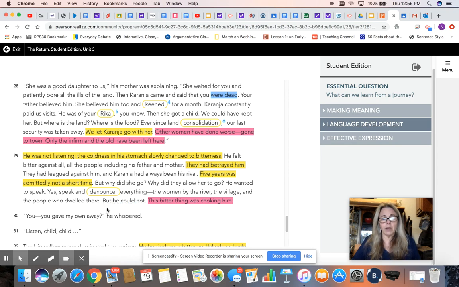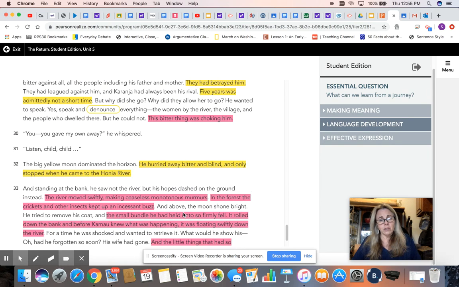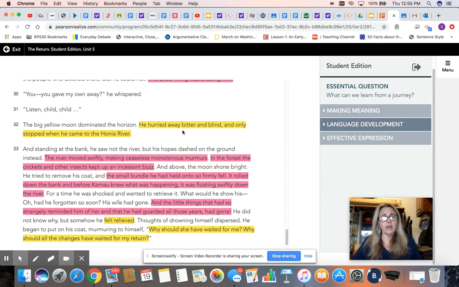He wanted to say, I hate this town, but he couldn't. The bitter thing was choking him, and the bitter thing is the truth of the situation. So that's what we're going to get to down here. He hurried away, and guess where he went? The river. Remember, we mentioned the river in the beginning. The river's important here. It has some symbolic meaning, just like that little bundle of bitterness that he has. And notice how these two are like coming together here at the end of the story.